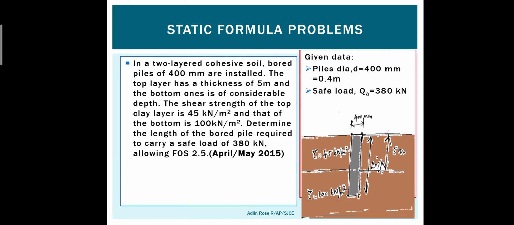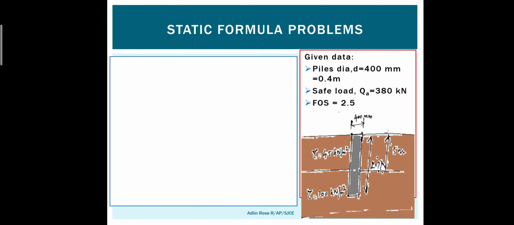Allowable load Qa is equal to 380 kilonewton and factor of safety is given as 2.5. Now we'll go to the problem. To find the length of the pile. Length of the pile is asked in the question.